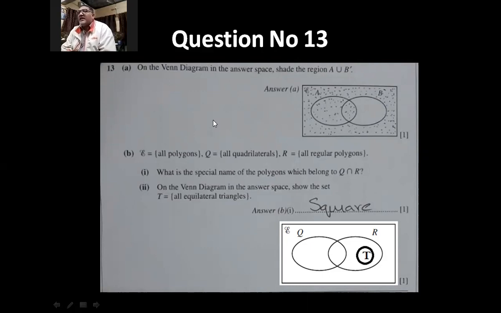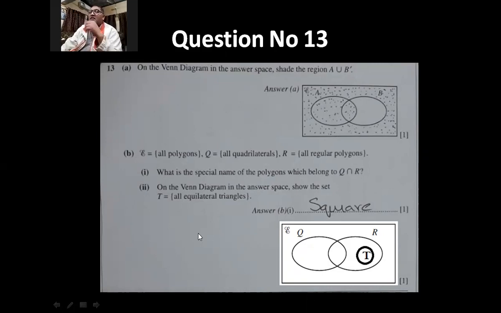So for question number 13, part B, all the equilateral triangles are regular. And I told you regular means that all the three sides will be equal. So I will draw the circle of equilateral triangles inside the R circle, and it will not be overlapping with the Q. The reason is Q are the quadrilaterals, which are four-sided figures, but the triangles are three-sided figures. But they will be inside the R circle because R represents the regular polygons. So this is how you do question number 13, part B.